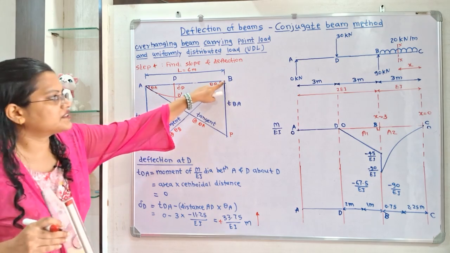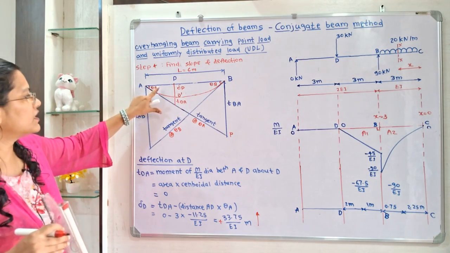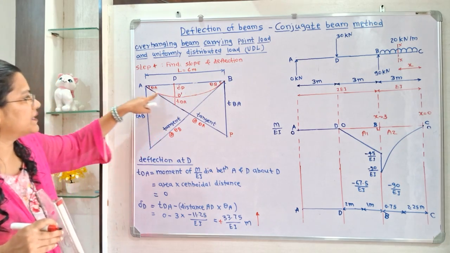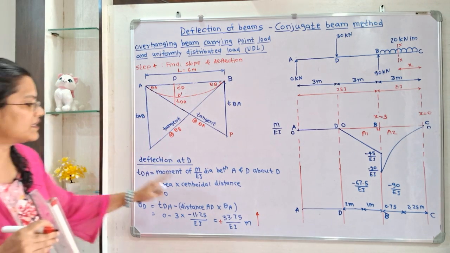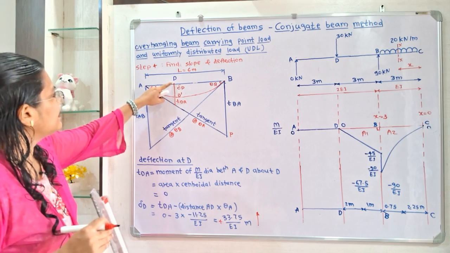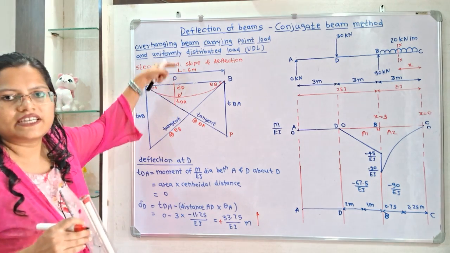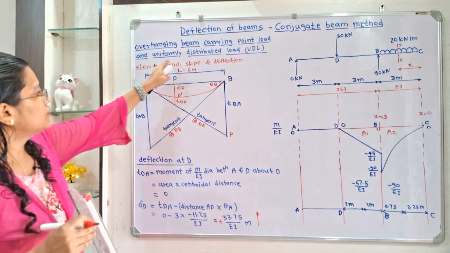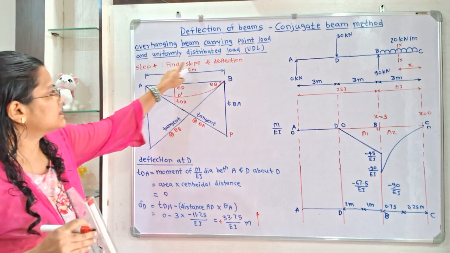So this was our assumption. For understanding purposes, this bending is in the downward direction, but in actual practice we can say that this D to D dash will be in the upward direction. So the bending is in this way.